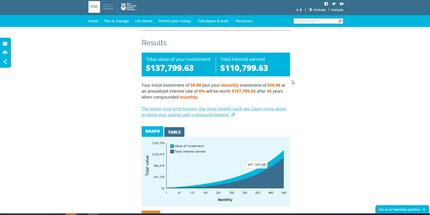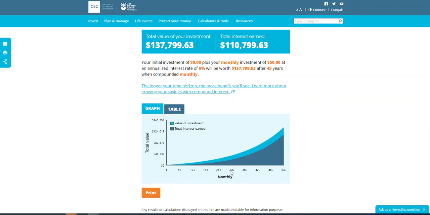And we can see that at the end, when they're 65 years old, this will be worth $137,799.63. And there's also a graph here. You can see that the interest earned is the dark blue. And as you can see, originally there wasn't much interest compared to the amount of investment. But as time grows, we can see that the amount of interest is quite high.